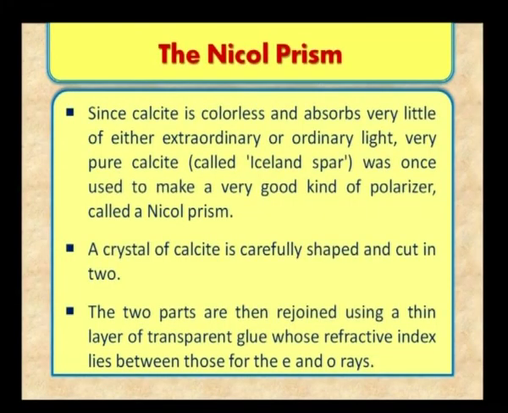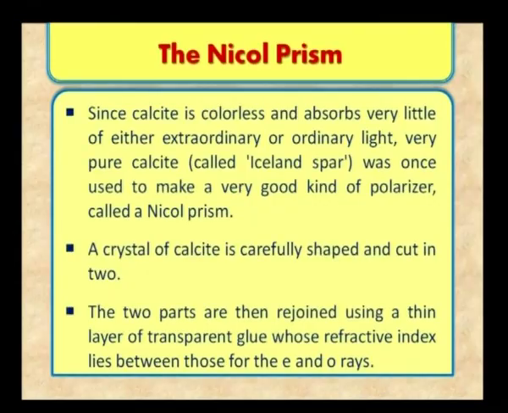Calcite is colorless and absorbs very little of either ordinary or extraordinary light. Very pure calcite, called Iceland spar, was once used to make a very good kind of polarizer called a Nicol prism. A crystal of calcite is rhombohedral shaped and cut in two, as I will be showing in the next diagram. You cut a calcite crystal into two halves and in between the two halves you put a substance called Canada balsam, and then put these two together, and the light beam will be split up into two rays.